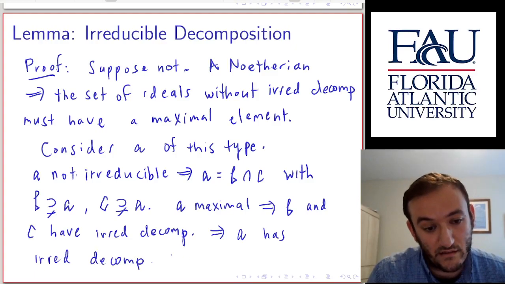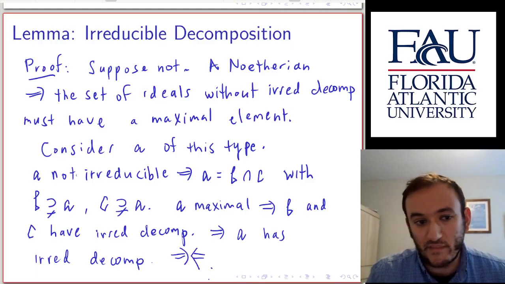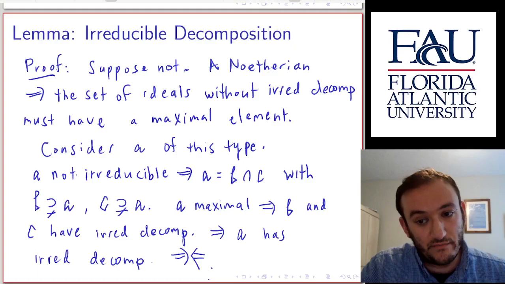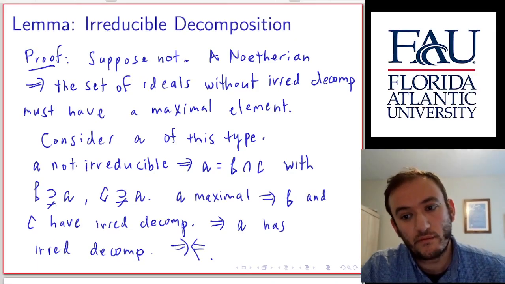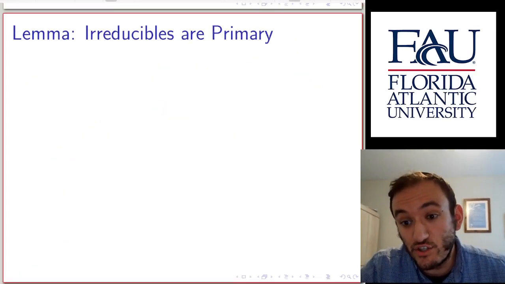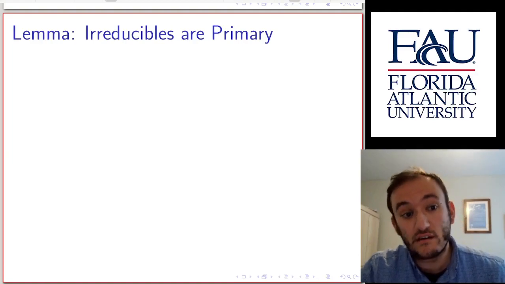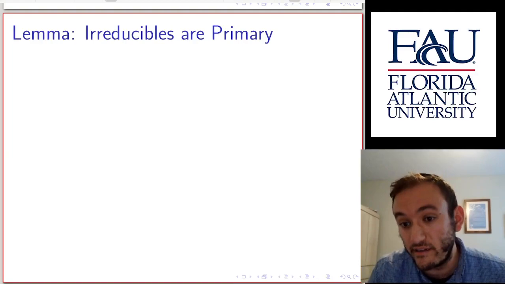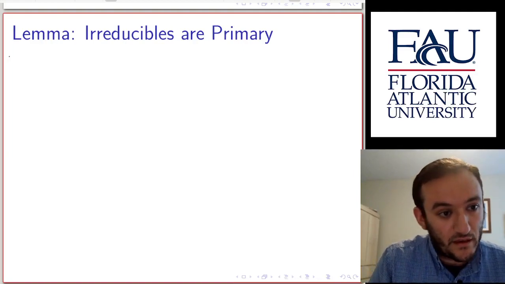And that gives us our contradiction. Okay, and so that proves that every ideal must have this irreducible decomposition. Now we would like to show that these irreducible ideals are actually primary, which would mean that we now have a primary decomposition for every ideal. So let's prove this.